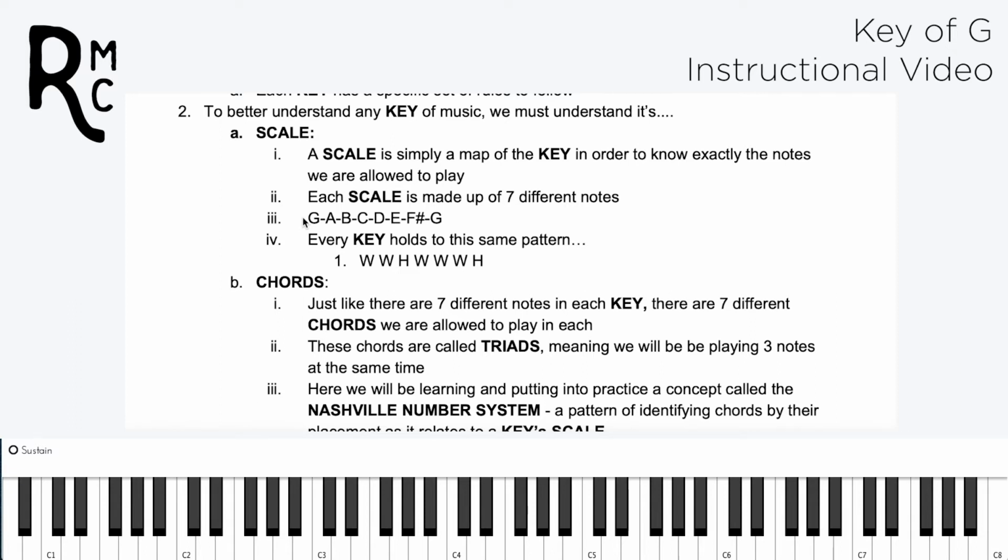So let's assign our natural numbers here. G is our 1 because it's the first note of the scale. And for natural numbers, all we're doing is starting on 1 and just assigning numbers up till we get back to 1 up here.